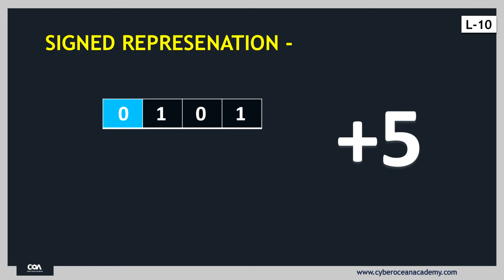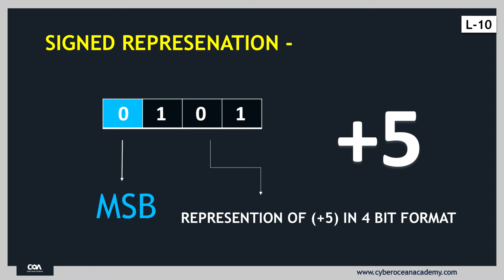Okay, so here the one extra bit is used for sign. Here the one extra bit is 0, which is basically a positive sign. For a positive sign we have to write a 0. So this is your MSB and these are the remaining bits. So this is basically a 4-bit format of plus 5.